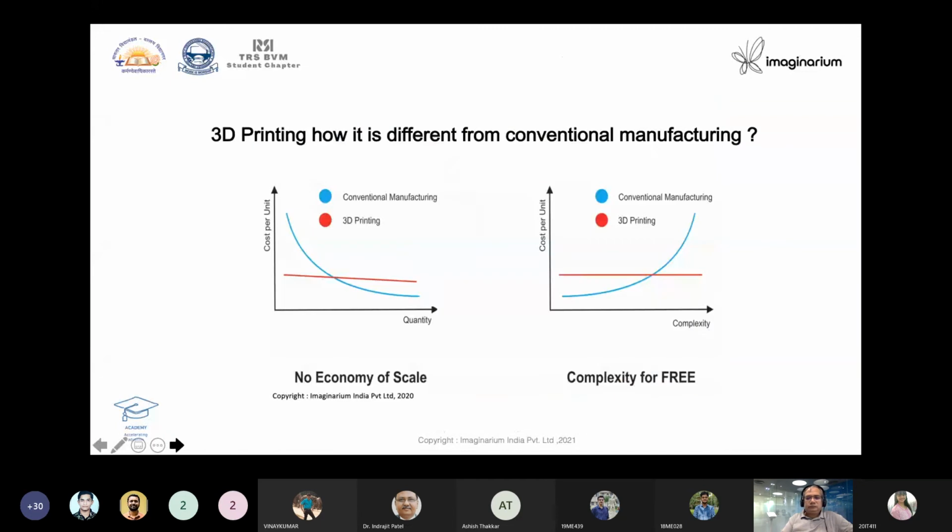And you can see two very important things we need to state when we talk of 3D printing. There is no economy of scale. Economy of scale means if you make 100, the cost of one piece will come down in conventional manufacturing. Whereas in 3D printing, no matter whether you make 100 or 2,000, the price will not come down that much as you find in conventional manufacturing. So we say there is no economy of scale.